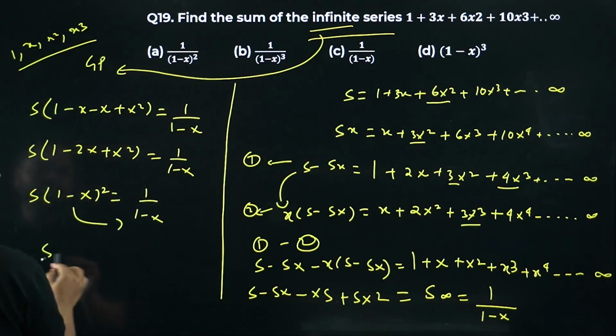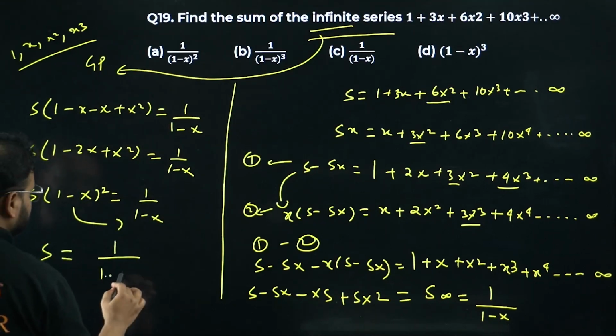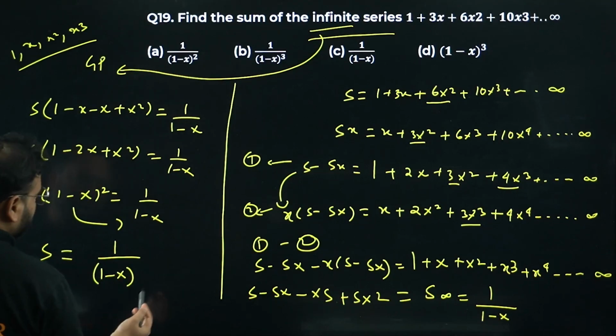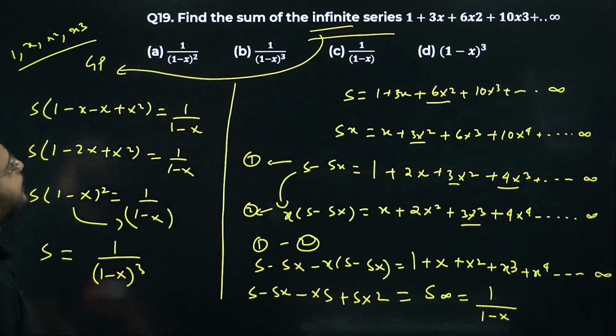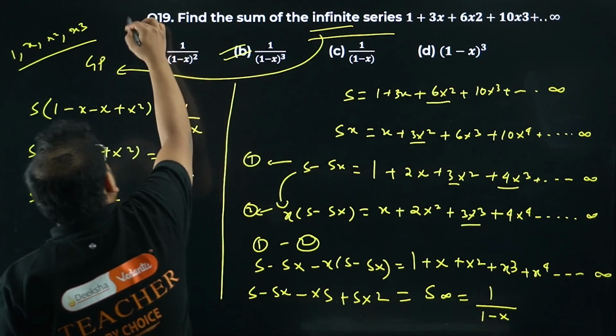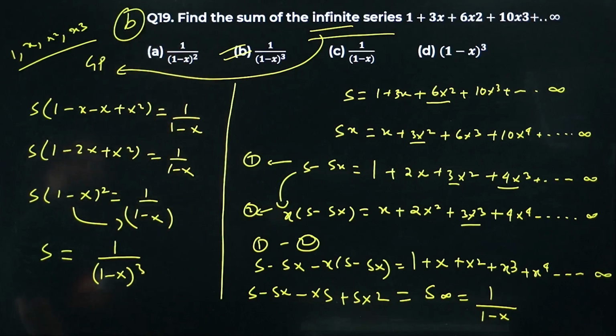On this side, if you can move, I get the s value as 1 upon 1 minus x into 1 minus x the whole square, basically it will become cube. I have 1 minus x power 1 over here. If you move this side, it will become multiplication of 1 minus x power 3. Option B is correct. Option B is correct. Please check. This is done, right?